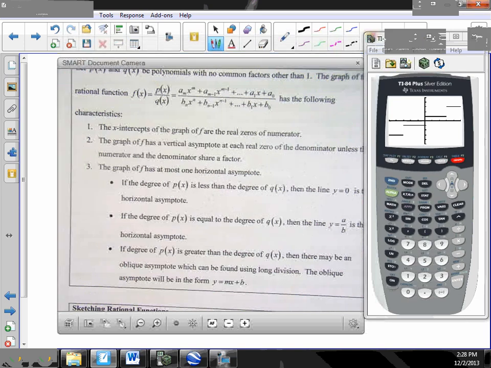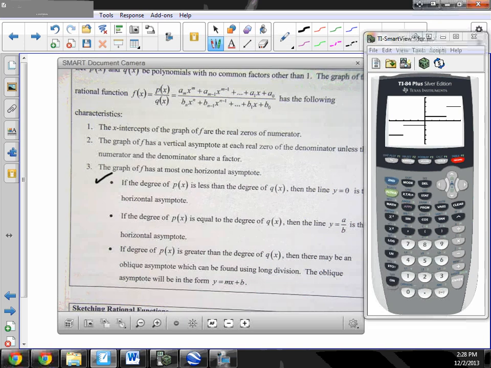So 3 bullet 1. If the degree of the top function is smaller than the degree of the bottom function, then the horizontal asymptote is at y equals 0. So if the polynomial on bottom is bigger than the polynomial on top, meaning the exponents, then y equals 0 is the HA, the horizontal asymptote. That's easy. The bottom is bigger than the top, then it's automatically 0. Okay? The second bullet says, if the degree of the top function is equal to the degree of the bottom, then you divide the leading coefficients, and that is your horizontal asymptote.